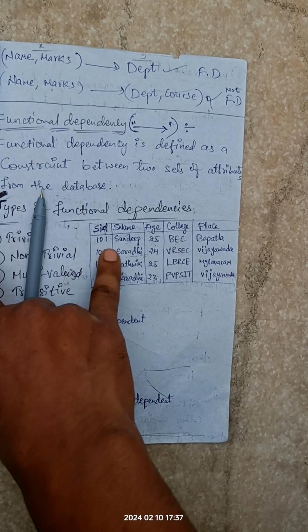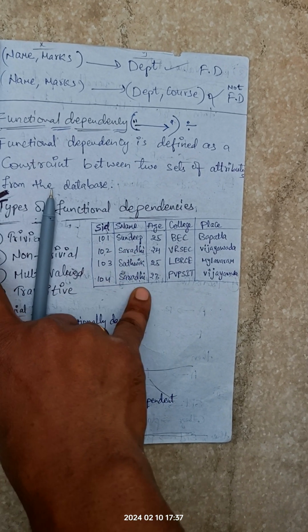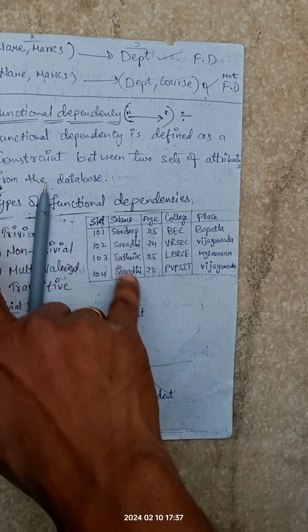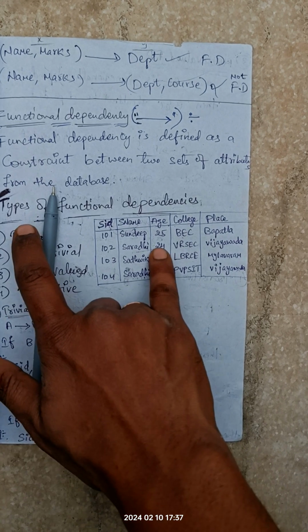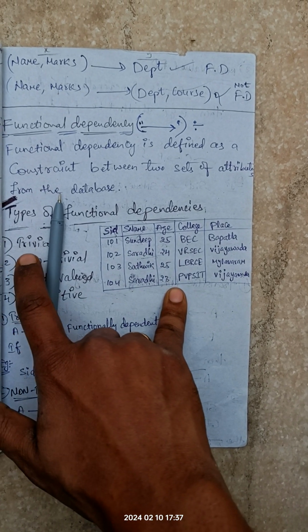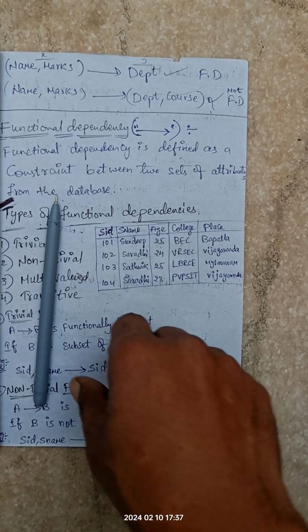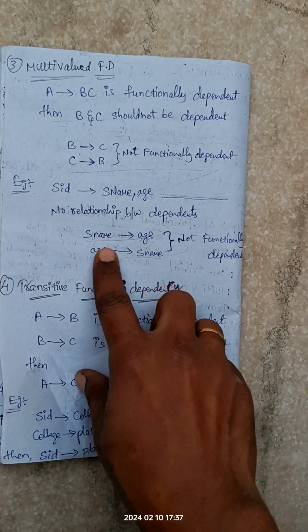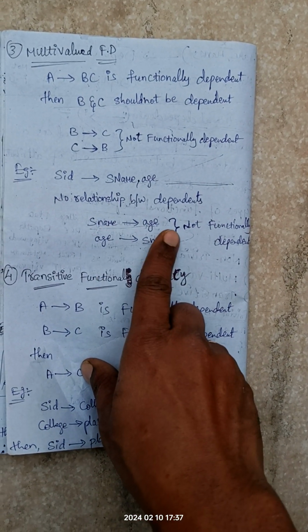Student ID is different, so these are two different students, but they have the same name. For the same x value we have different y values. See, his age is 24, his age is 23. So it is considered not functionally dependent. That is what we are saying: student name and age are not functionally dependent.